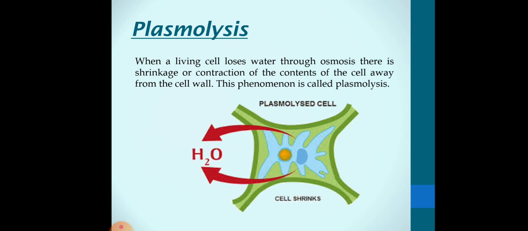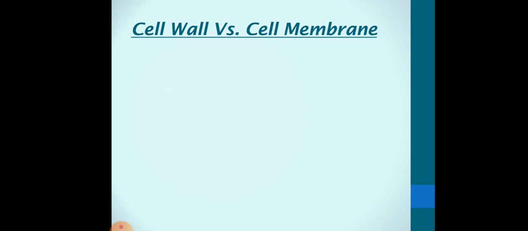Here water is moving out of the cell and all the contents inside the cell are shrinking, but the cell wall remains intact. The cell wall is fixed as it is, since it is rigid, but the contents have shrunk. So such types of cells are known as plasmolysed cells. Fine. Now let us try to understand the difference between cell wall and cell membrane.